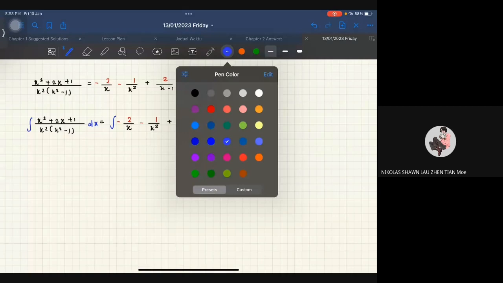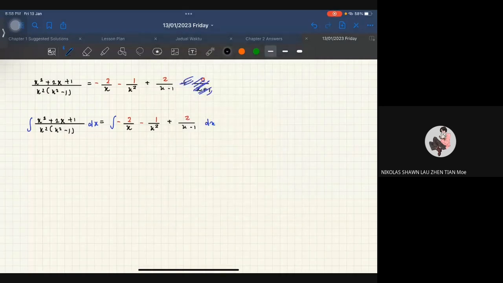Apa awak dapat bila awak integrate negative 2 over x? 0? Why 0? Negative 2 ln x, madam. Yes, betul. Okay. So this one, please be careful.